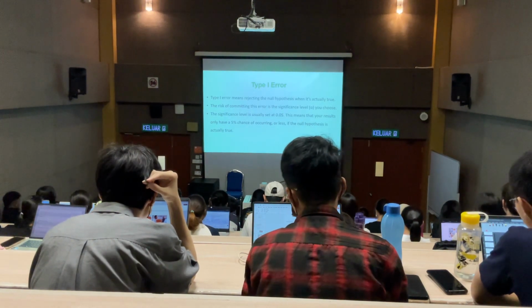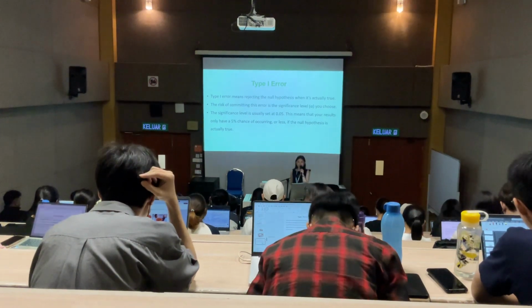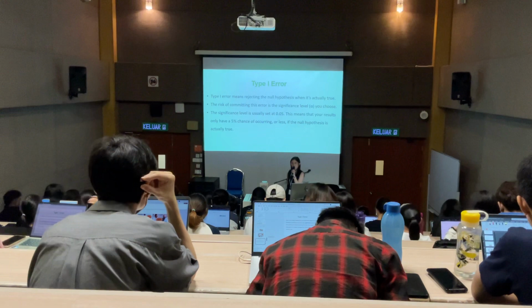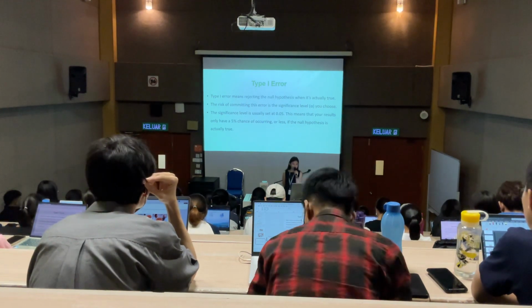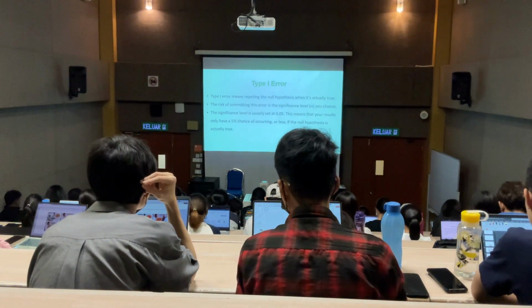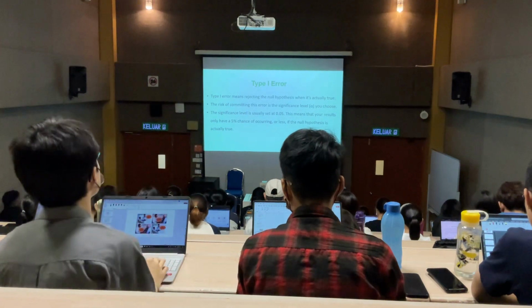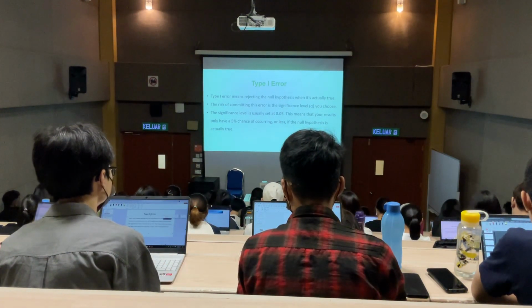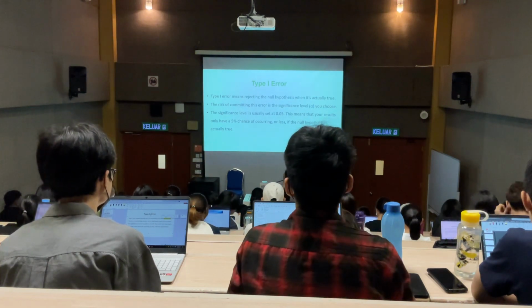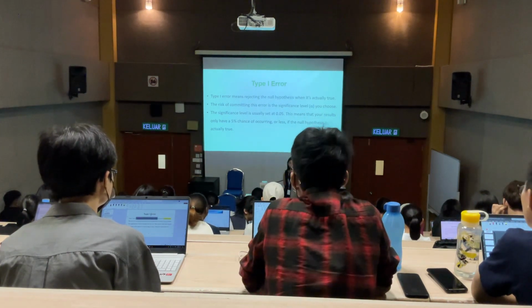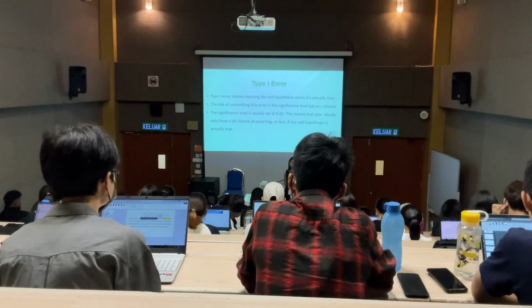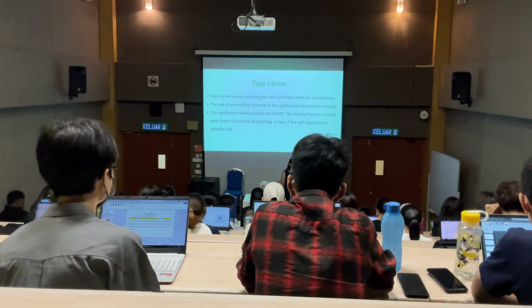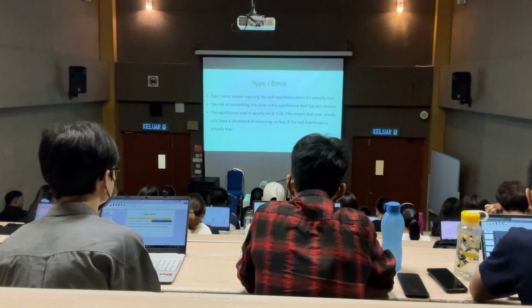So type 1 error. We focus on only type 1 error in our Z statistic, which is the class for today. Type 1 error means rejecting the null hypothesis when it's actually true. The risk of committing this type 1 error depends on the significance level, the alpha level that you set, right? The significance level is usually set at 0.05.